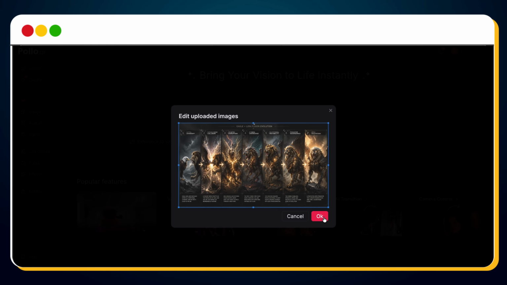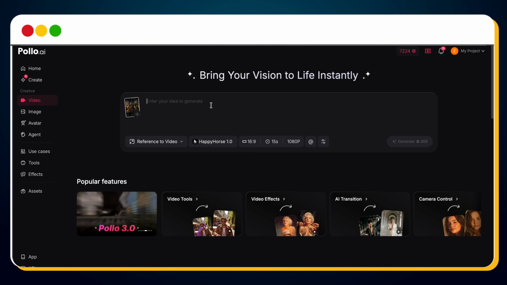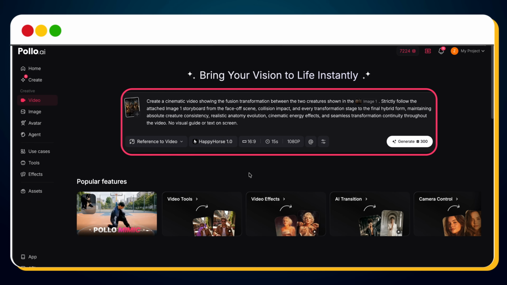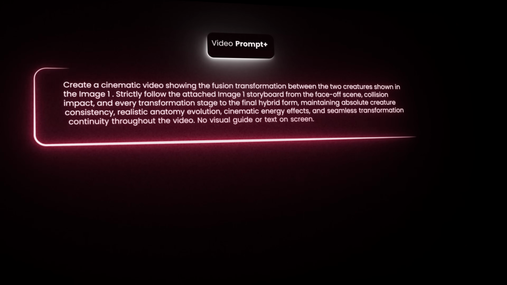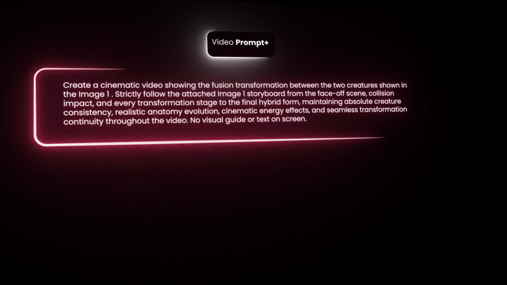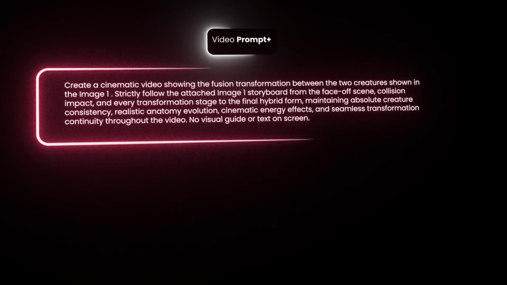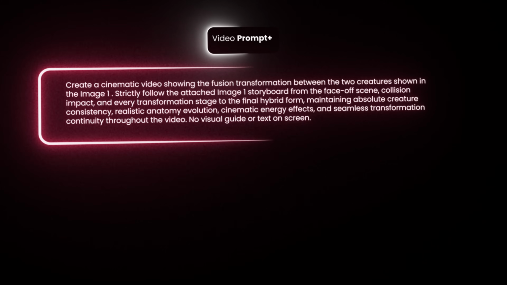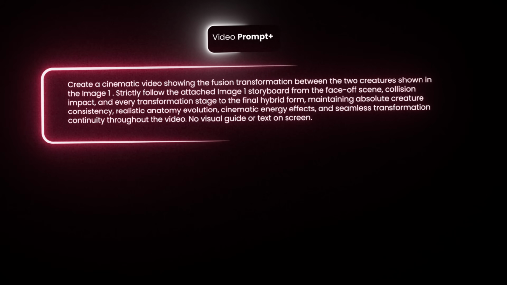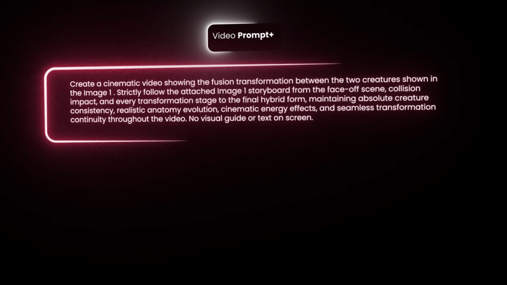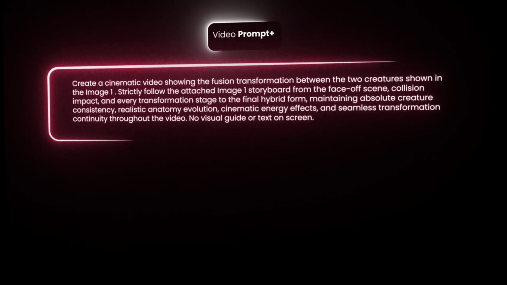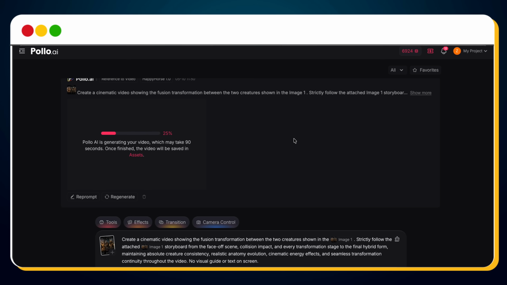Next, using the generated storyboard as a reference and keeping HappyHorse 1.0 selected, I entered this prompt asking the AI to create a cinematic fusion transformation video that strictly follows the attached storyboard sequence while showing both creatures evolving from an intense face-off to collision, and finally into a realistic hybrid creature with seamless transformation continuity. Now wait for the result.